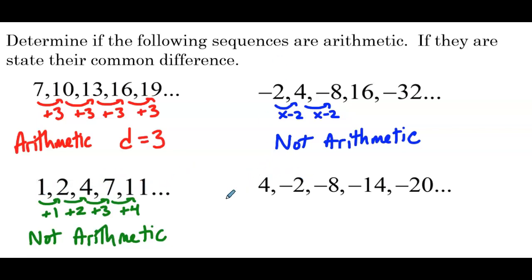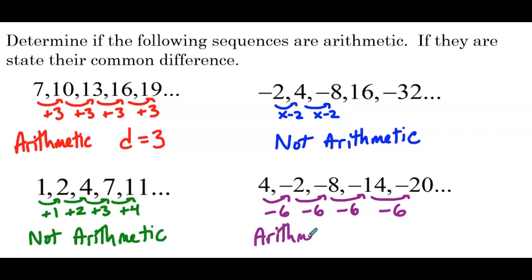And our last sequence, 4, -2, -8, -14, -20, continuing on. So to get from 4 to -2, we subtract 6. -2 to -8, we subtract 6. -8 to -14, subtract 6. -14 to -20, we subtract 6. So we are subtracting the same amount to go from one term to the next. So this sequence is arithmetic, and the common difference is -6.